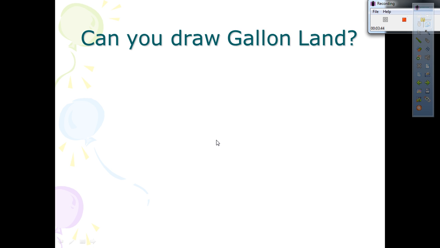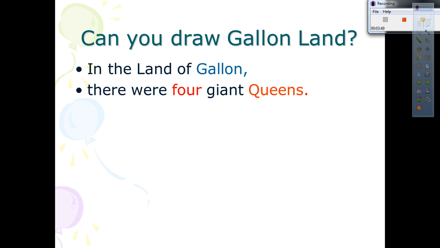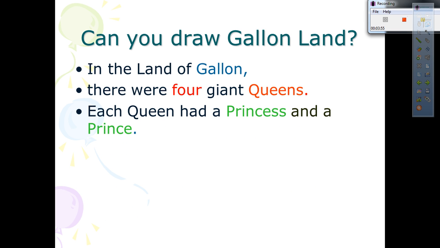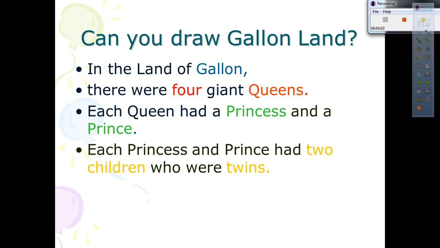In the land of Gallon, there were 4 giant queens. Each queen had a princess and a prince. Each prince and princess had 2 children. All of the children were twins. The twins were all 8 years old. Now let's use your drawing to help make conversions.